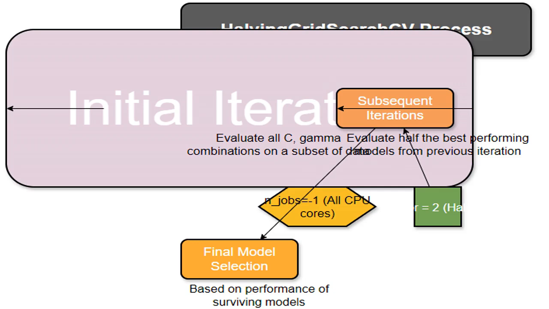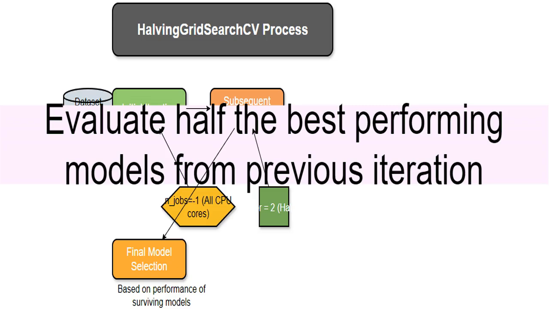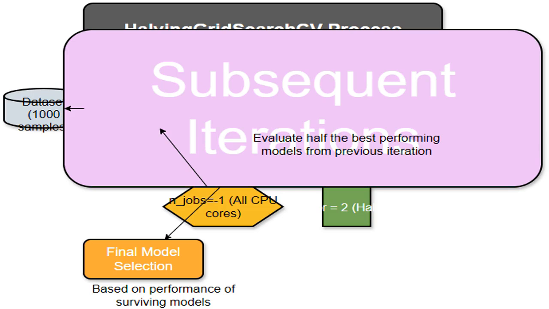In the first round, HalvingGridSearchCV tests all the hyperparameter combinations provided, but only on a small part of the dataset. This is a smart move because it quickly weeds out the really bad combinations without wasting time on the whole dataset. That means that after each round, only the top half of the best performing models move on to the next round. Think of it like cutting the field in half after each game. After the first round, each subsequent round uses the surviving, top-performing models.